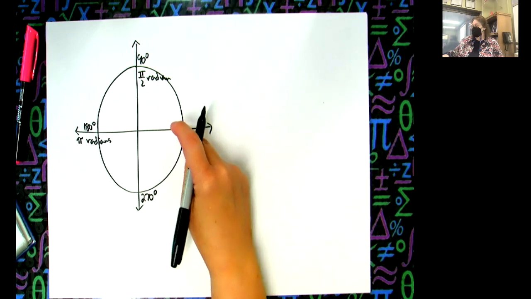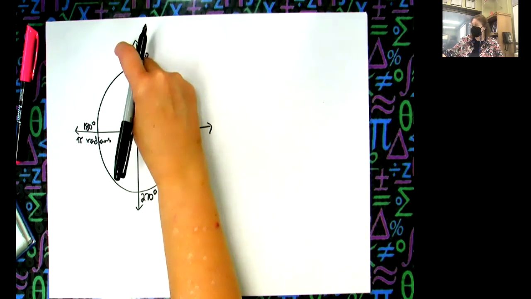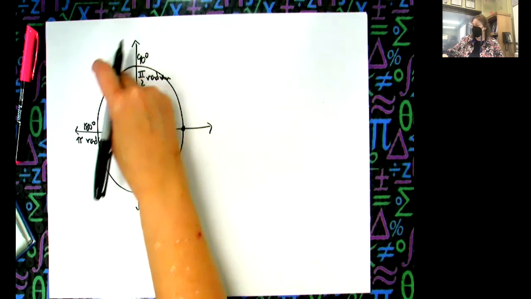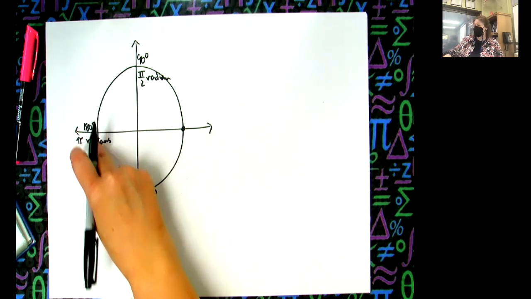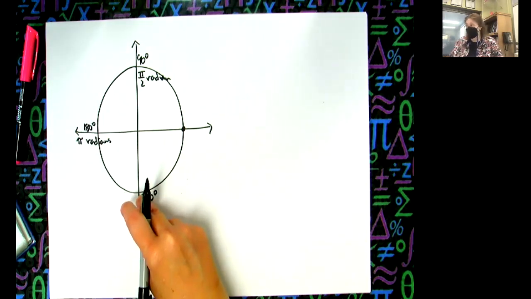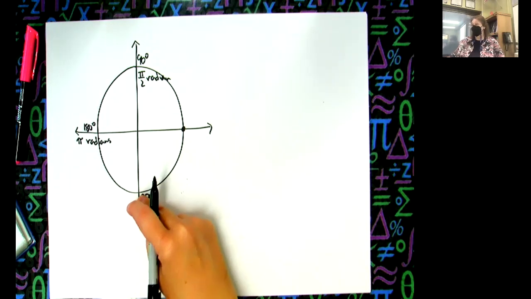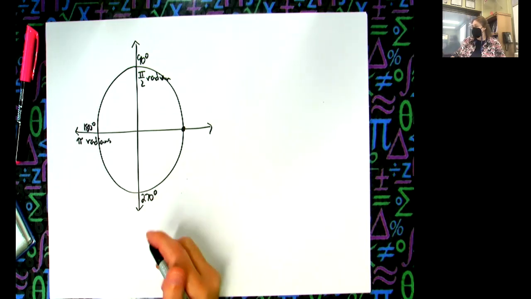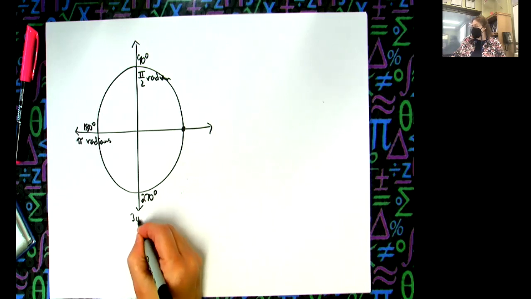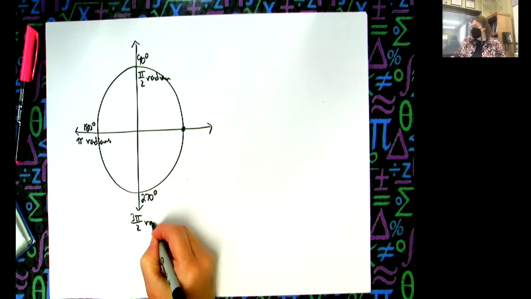Watch me count. If I start here, this is 1/2 pi, 1 pi. What's next? 1/2 pies, and 1/2 is the same thing as 3/2. So then this is 3 pi over 2 radians.